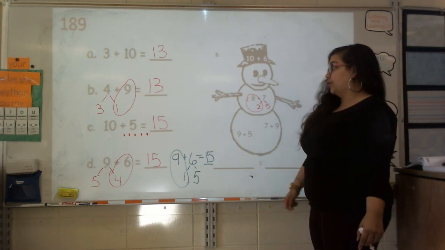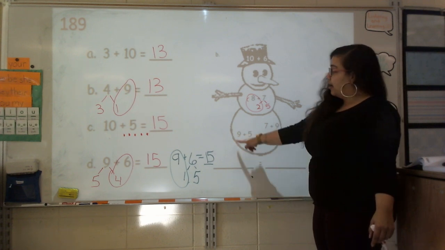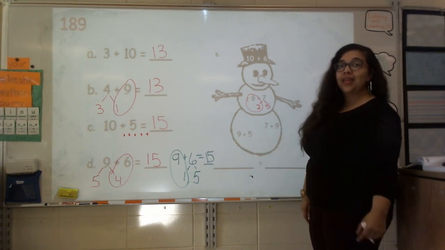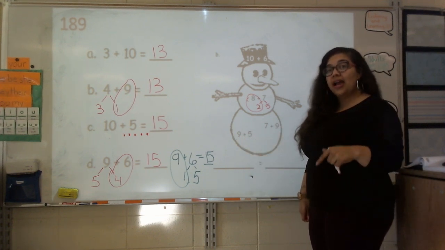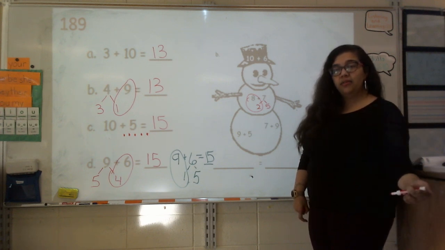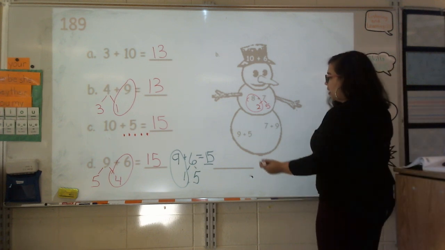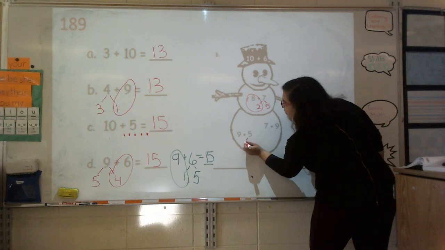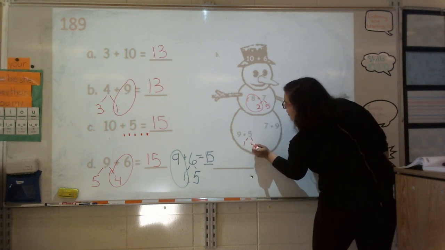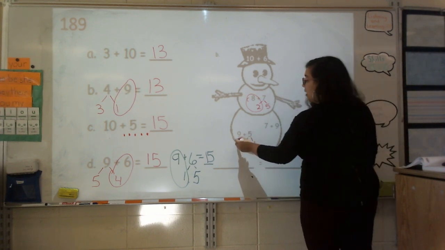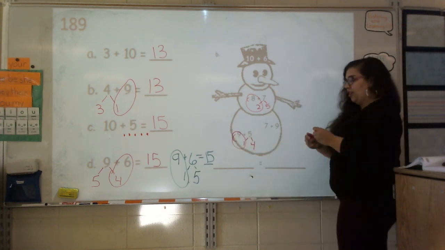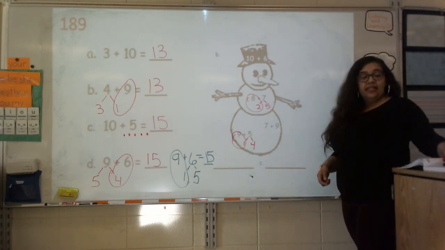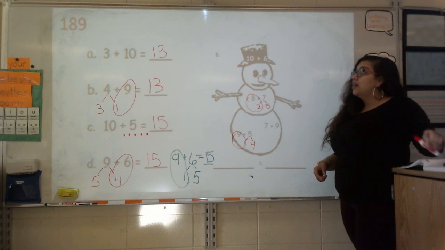Which one is closer to making a group of 10, 9 or 5? 9. If I already have 9, how many more do I need to make 10? Just 1. And I'm going to get that from the 5, which leaves me with 4. So 9 and 1, we said, makes a group of 10.